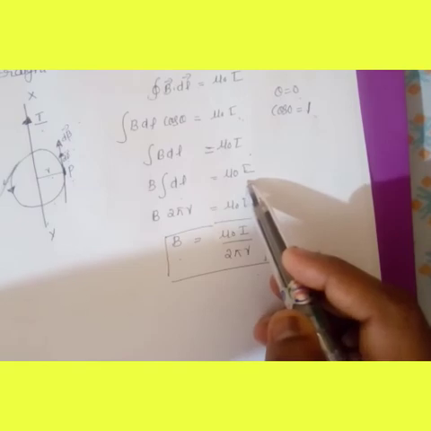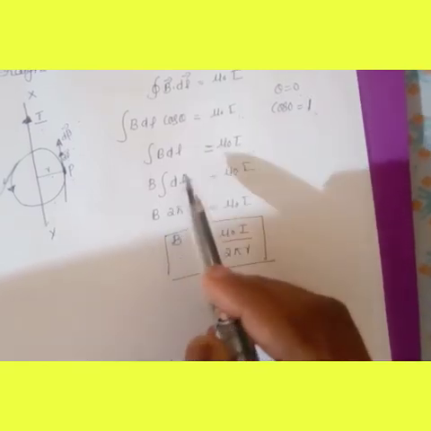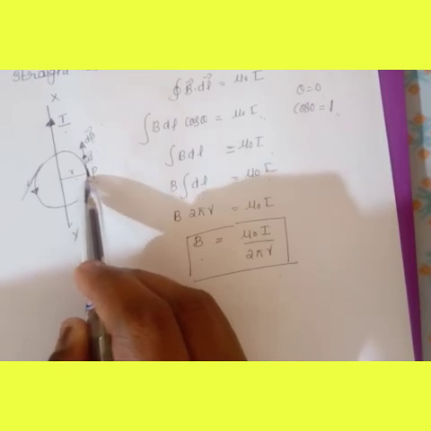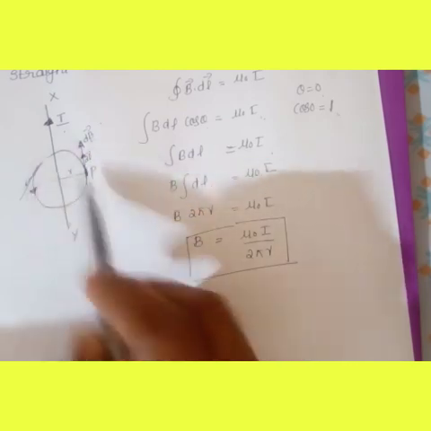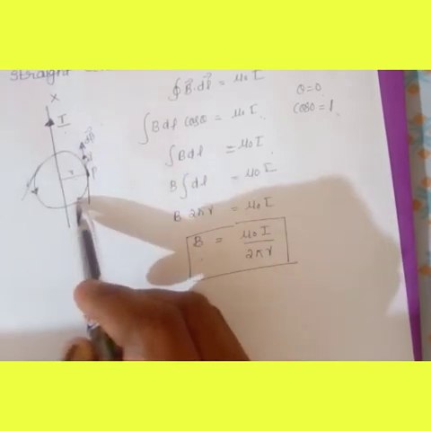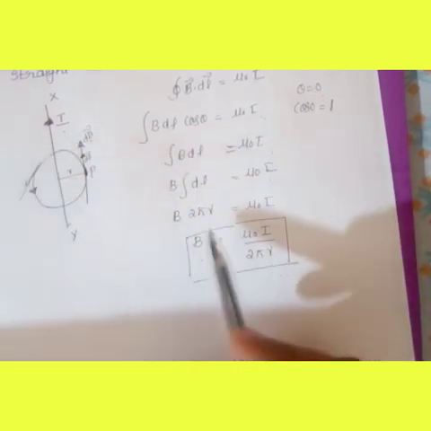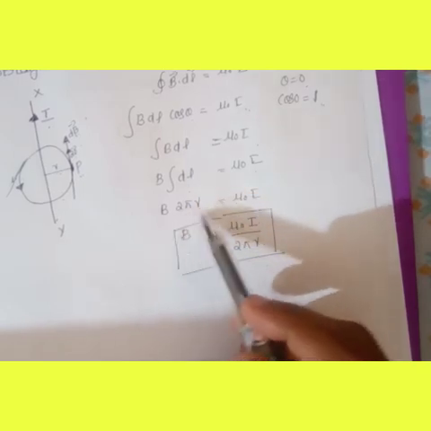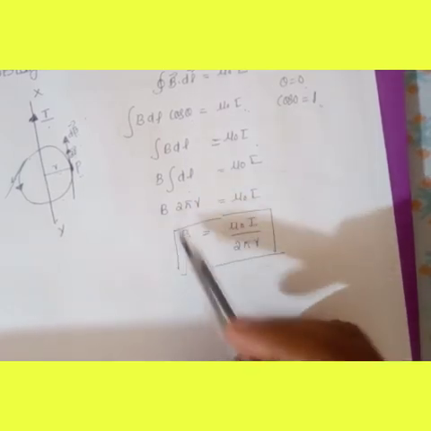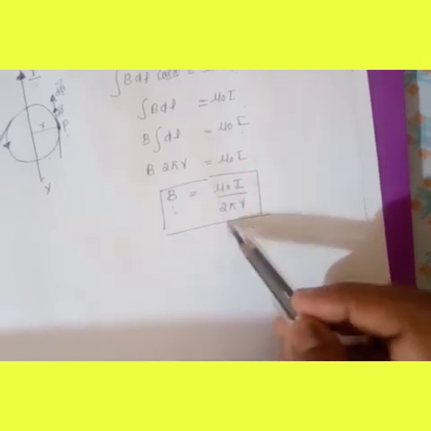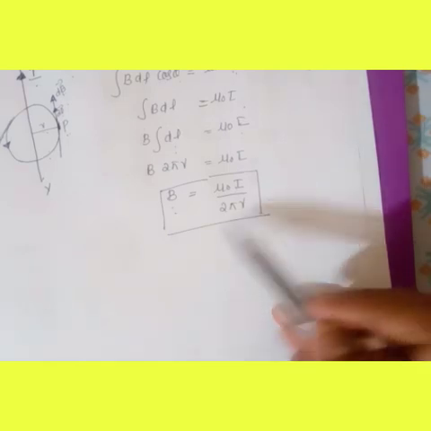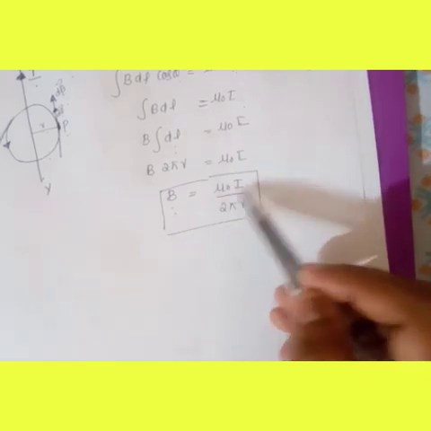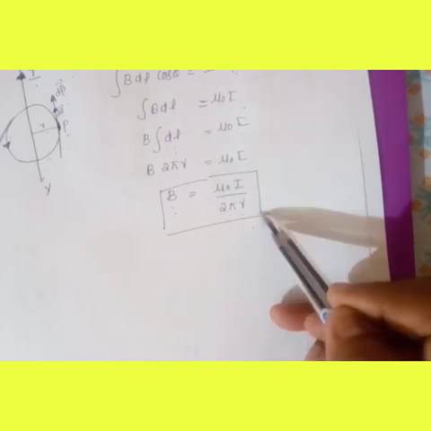Then what about integral of dl? Here we considered only a small element dl, so the total integration over that circle is the circumference of the circle, which is 2 pi r. B into 2 pi r is equal to mu 0 I. So B is equal to mu 0 I divided by 2 pi r. So for an infinitely long straight conductor, the magnetic field B is equal to mu 0 I divided by 2 pi r.